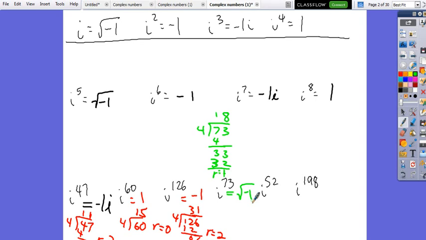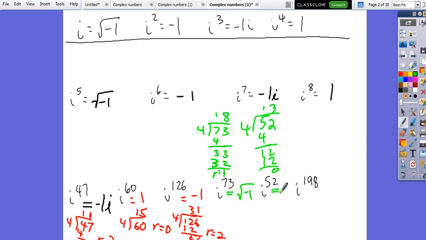Okay? Alright, the next one, 52. 52 divided by 4. 52 is divisible by 4, right? Yes, 13 times 4 is 52. The remainder is 0. Anytime my remainder is 0, the answer is 1. Always.